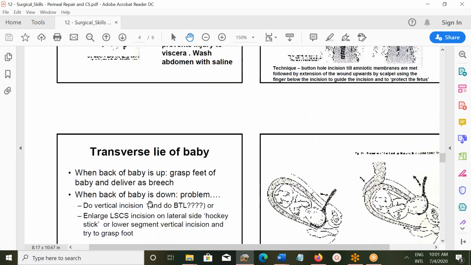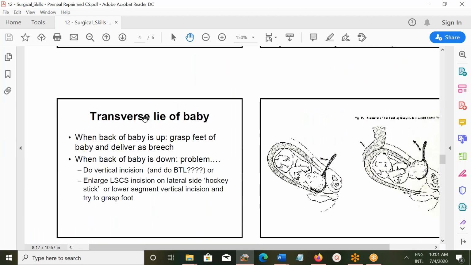Regarding other difficult cesarean sections, you can see them in cases of transverse lie of the baby. Here, when the back of the baby is up, you should grasp the foot of the baby and deliver as breech. When the back of the baby is down, then it is going to be a problem.